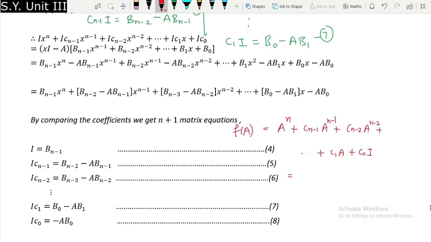So if we get 0 on the right hand side, it means all the terms should get cancelled out. So if that happens, then we are through. That is what we want to prove actually, that is f of a is equal to 0. So let us see what we are getting.